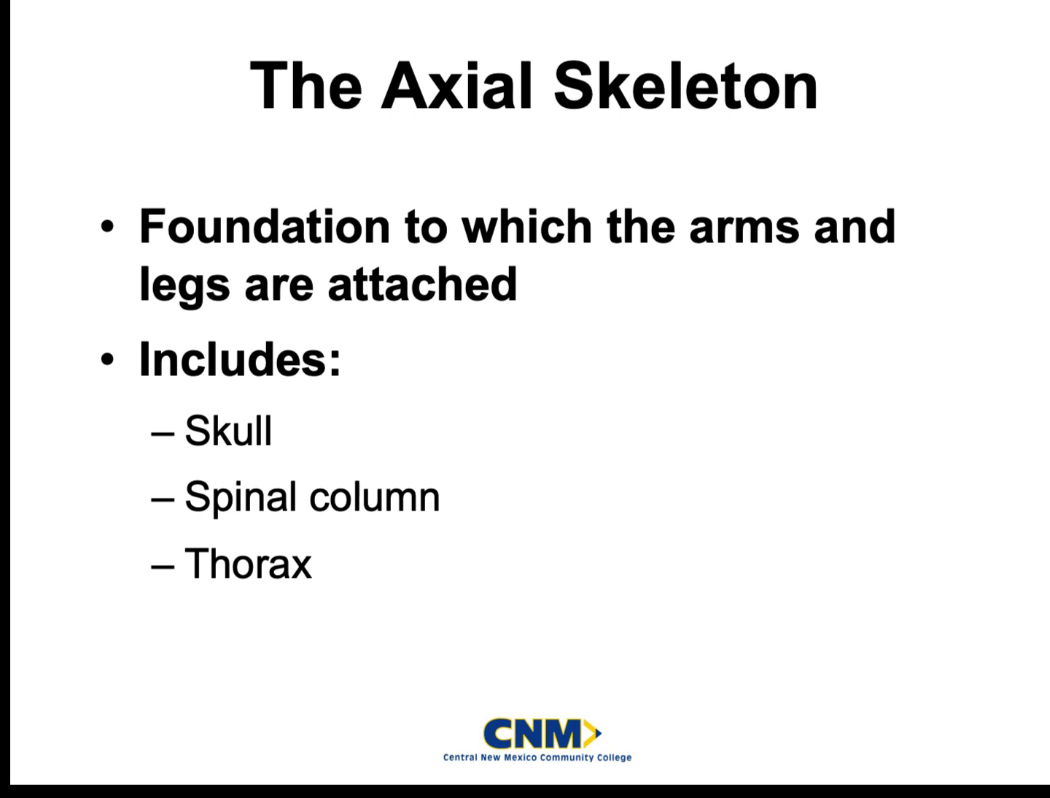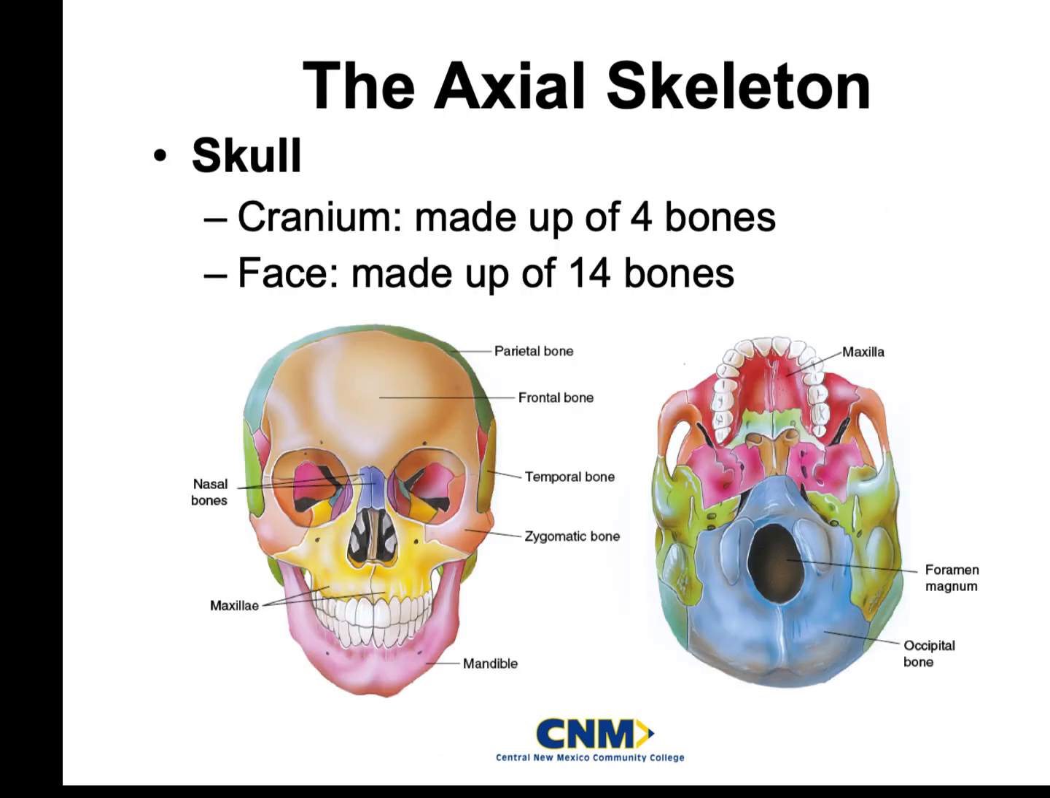This is basically our core. This is the foundation to which the arms and legs are attached. It includes our thorax, our spinal column, part of our pelvic cavity, and our skull. So with the skull, your cranium is made up of 4 different bones, okay? We have your frontal bone, which is your forehead, your parietal bone, which is basically the top of your head, your temporal bones, which protect some pretty important arteries for our brain, and then we have our occipital portion of our skull, which is the back of our head.